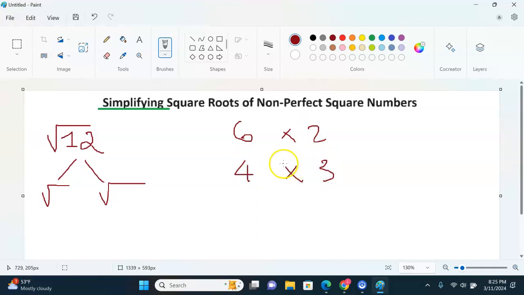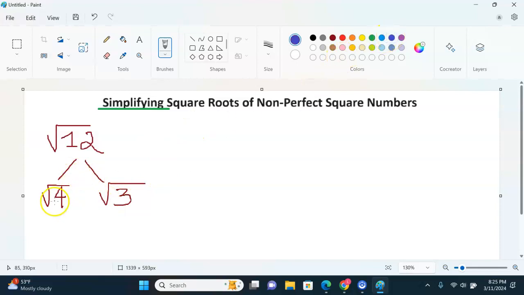Now, I can tell you right now, the best pair that you should pick is 3 and 4. And let me tell you why we should pick 3 and 4 instead of 6 and 2. So we're going to go here and we say square root of 12 is equal to square root of 4 times the square root of 3. Okay, now, let's go back. Why did I choose 4 and 3 over 6 and 2?